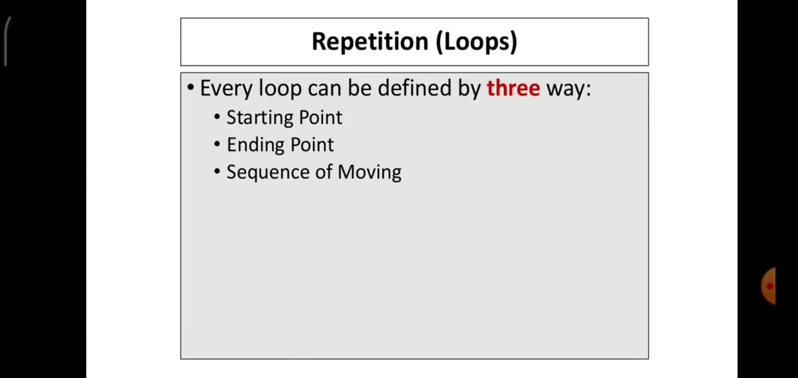Now repetitive loops, every loop can be defined by 3 things. What are they? The starting point, the ending point, and the sequence of moving. These 3 things are very, very important, because this is the basic fundamental thing which we have to know. Where you start and where you stop, and what is the sequence, whether the step value is 1 or whether the step value is 2, and so on. You have to keep it in mind when you use a repetitive loop statement.